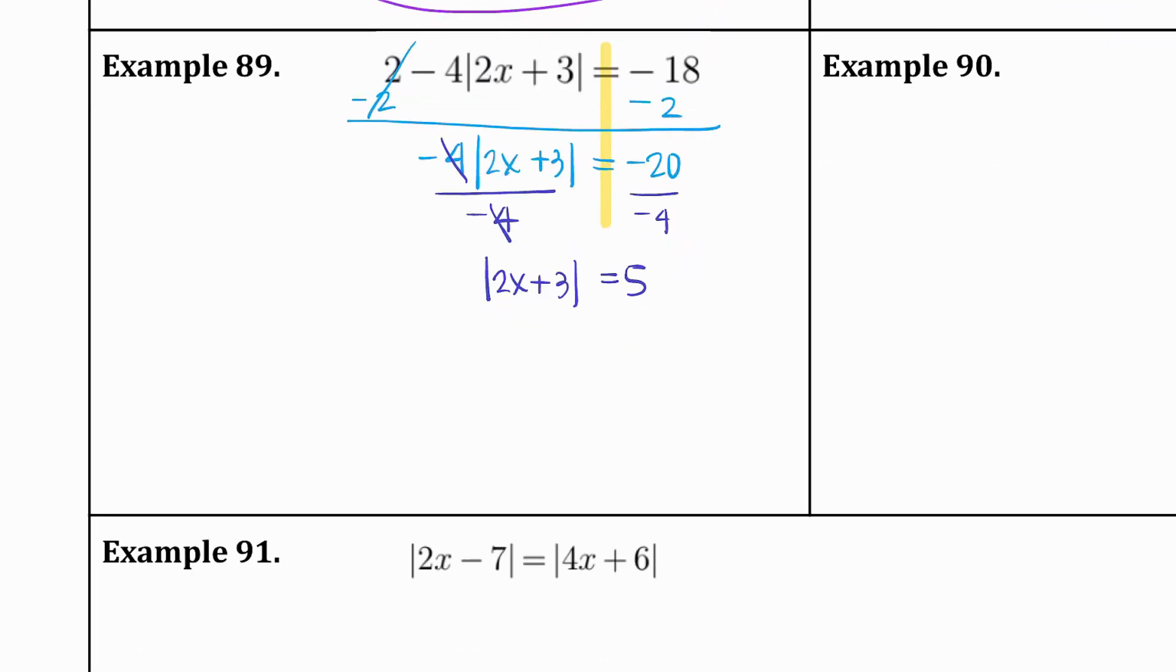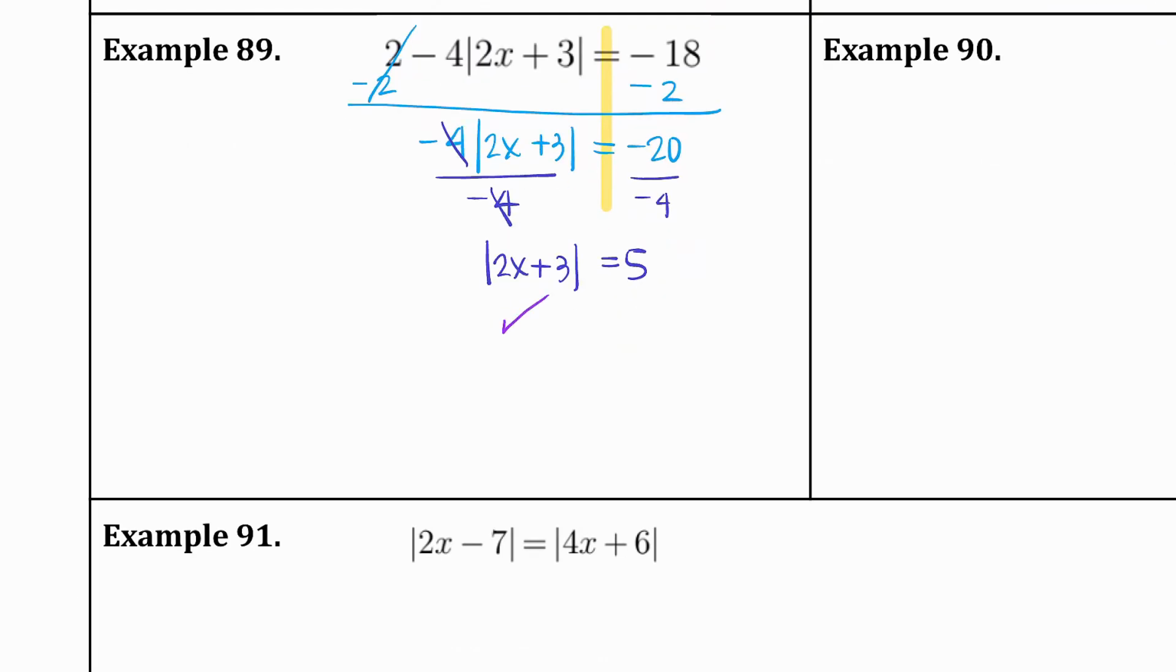We've now isolated our absolute value, so I'm going to create two cases. I've got 2x plus 3 equals 5, and 2x plus 3 equals negative 5. Always taking into account both of those. It could equal the positive, could equal the negative.